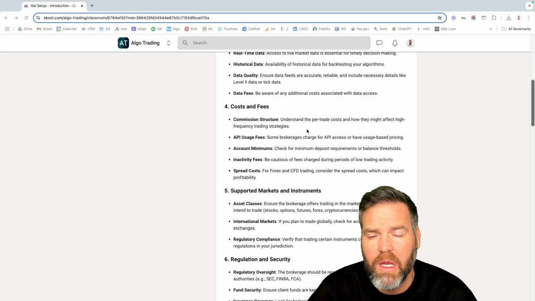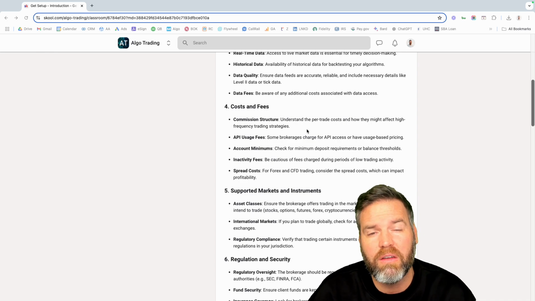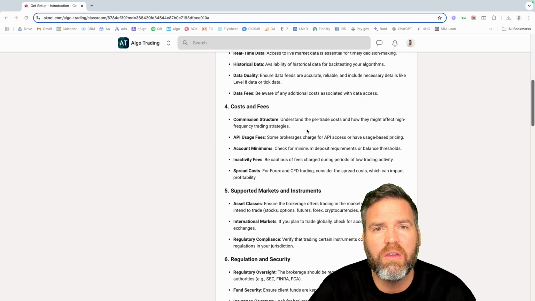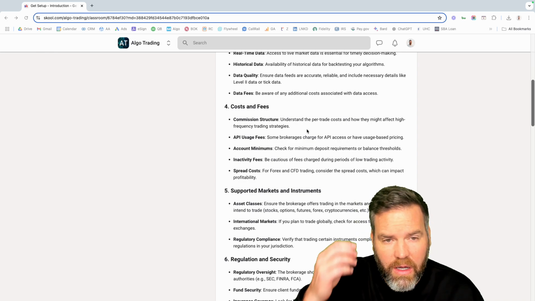Because maybe you have very little capital, but you want to get into algorithmic trading and start testing. And some brokerages might require a little deposit in order to be able to have access to the back testing or the environment where you can back test. So just be aware of that. And if there's any inactivity fees or spread costs, particularly when it comes to Forex and CFD type trading.